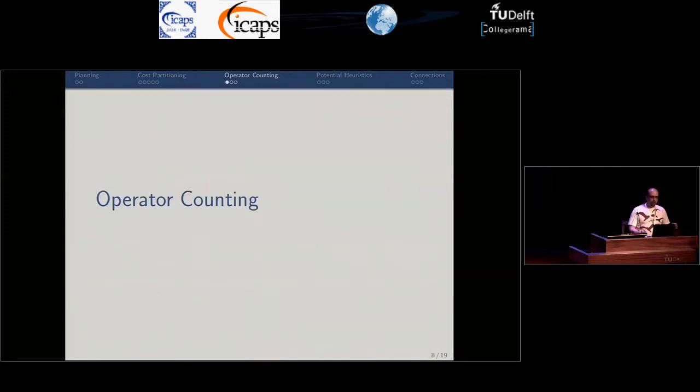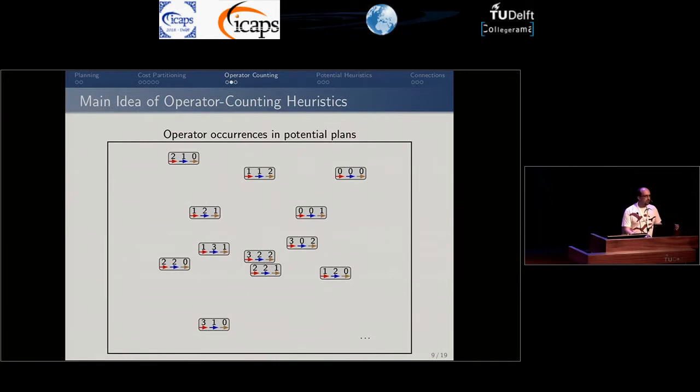The second part is operator counting. The main idea of operator counting heuristics is that you look at the space of all plans, but you ignore the order. So you have elements in here that represent sets of plans that all use the same number of operators. For example, the lowest one over there represents all plans that use the red operator 3 times, the blue operator once, and don't use the brown operator at all.